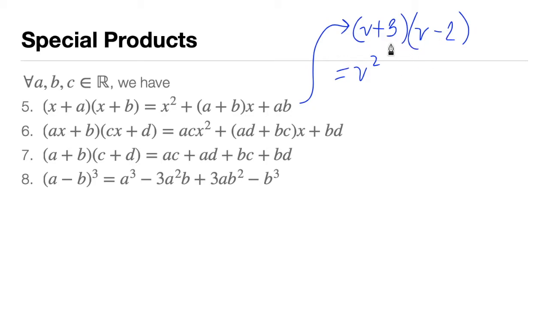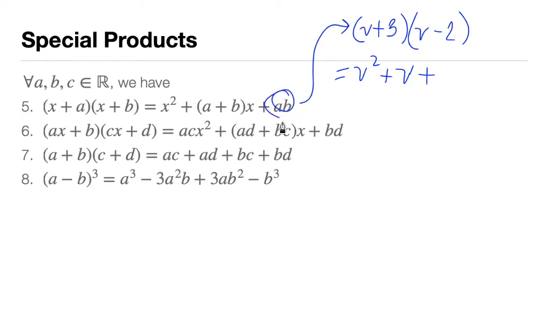So we're going to add them. 3 plus minus 2 is going to give us 1, so positive 1. We don't need to write that one. And then put the first term, that's v, so v squared plus v, and then plus ab.